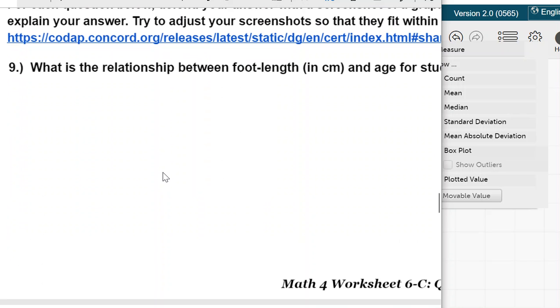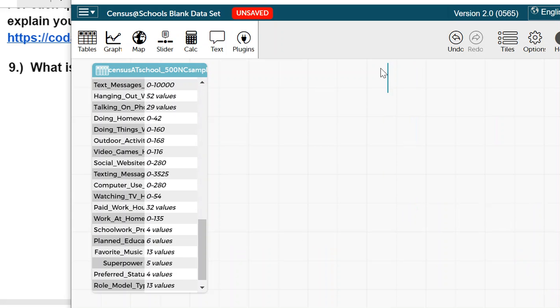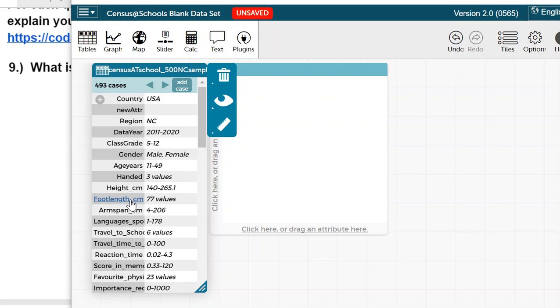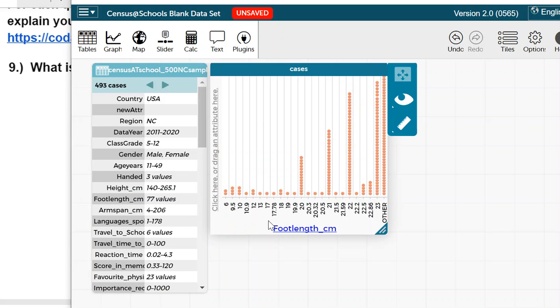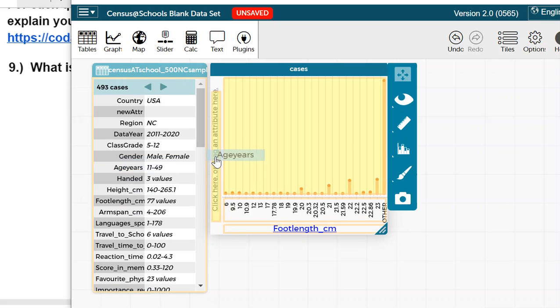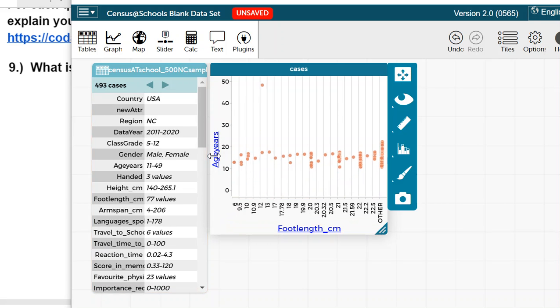Let's see now. What is the relationship between foot length and age? Now you're going to notice something changing with these last 4 because we're looking at 2 different variables. That's going to change the whole picture right there. So, all right, let's grab a graph, and we're looking at foot length, which is this guy. And we're looking at age in years, and we're going to put that on the y-axis.